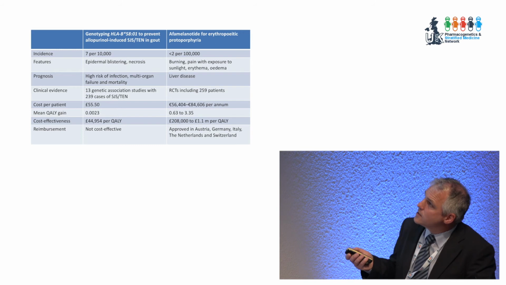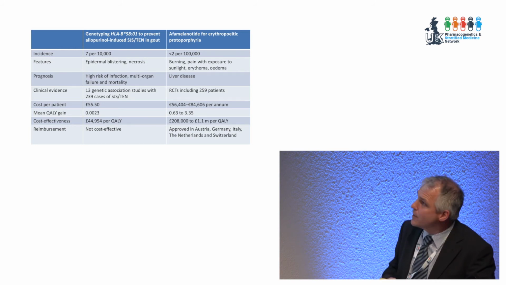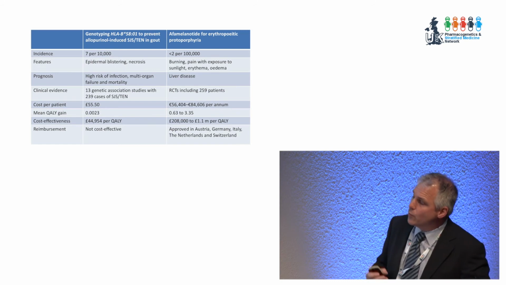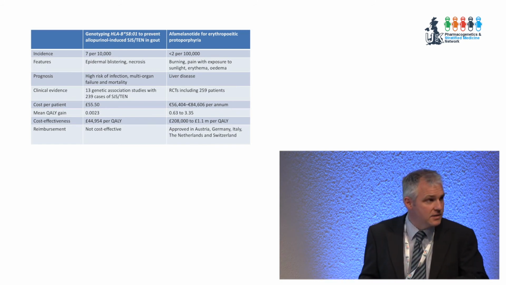So the incidence is about 7 in 10,000 patients being prescribed allopurinol. It's rarer to have this condition, less than 2 per 100,000 patients. The presentation is far more severe in terms of SJS10 than it is in this condition. Prognosis is worse, and there's a higher mortality rate. If we look at the clinical evidence underpinning these two comparisons, there are 13 genetic association studies with B5801 and allopurinol, which included 239 cases of SJS10.